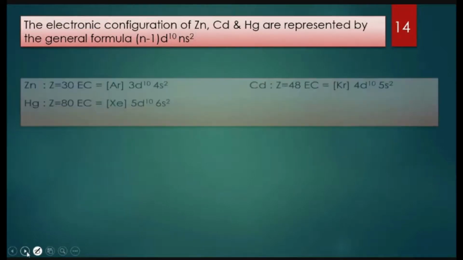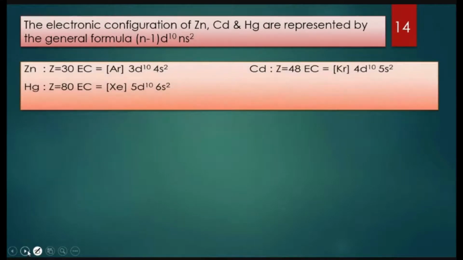So now if we have a careful look towards the electronic configuration of zinc, cadmium and mercury, we will come to know that zinc, whose atomic number is 30, has electronic configuration as argon core 3d10 4s2, cadmium, whose atomic number is 48, has its electronic configuration as krypton core 4d10 5s2, and mercury, whose atomic number is 80, has its electronic configuration as xenon core 5d10 6s2.